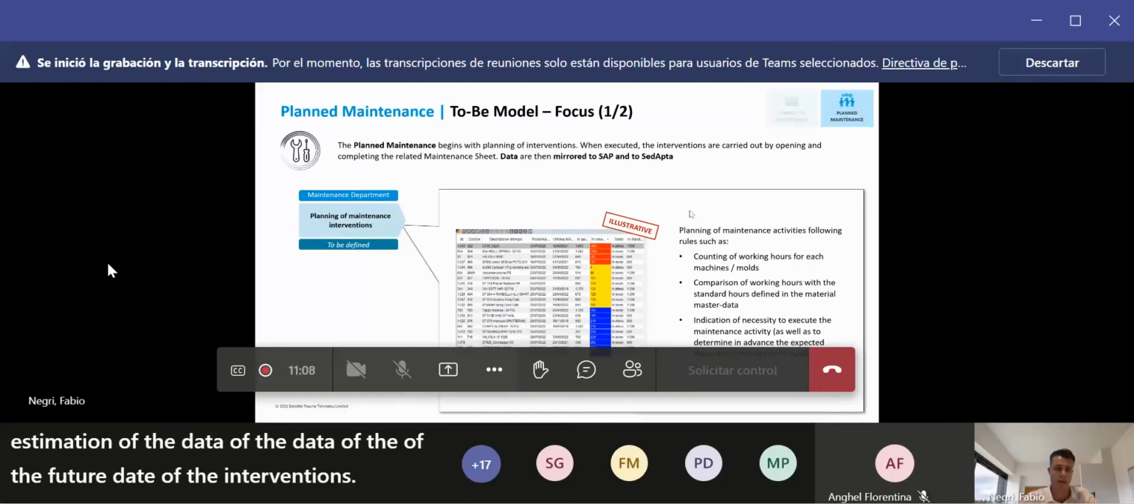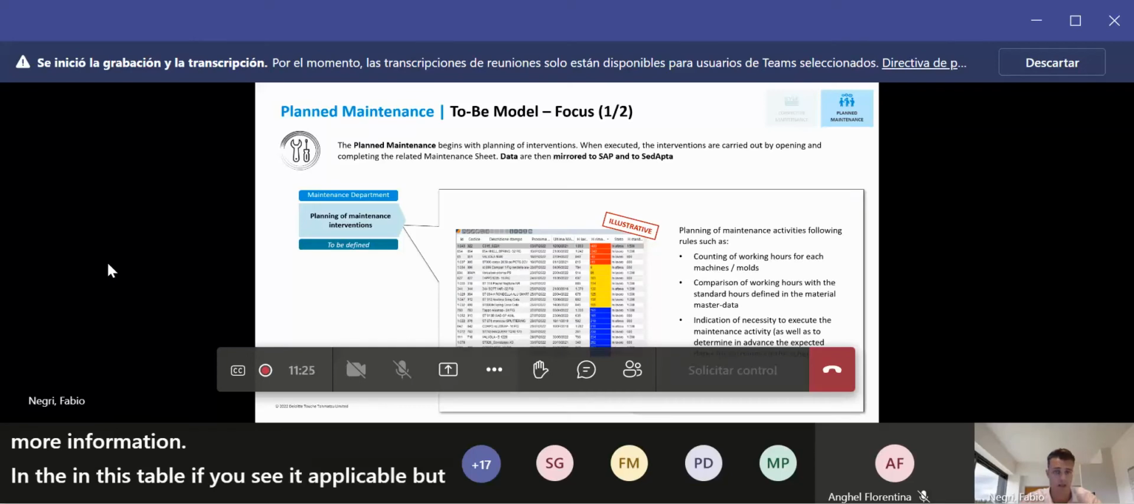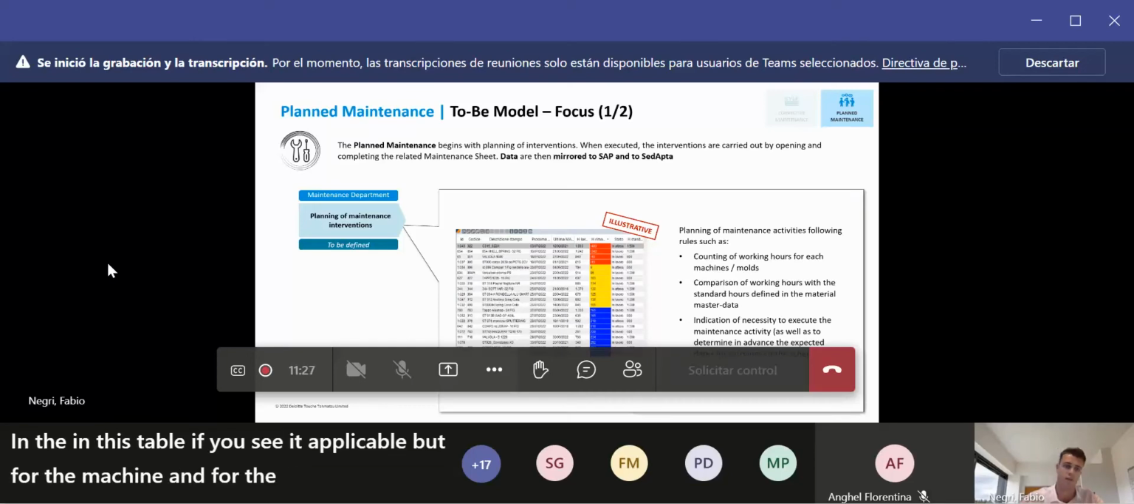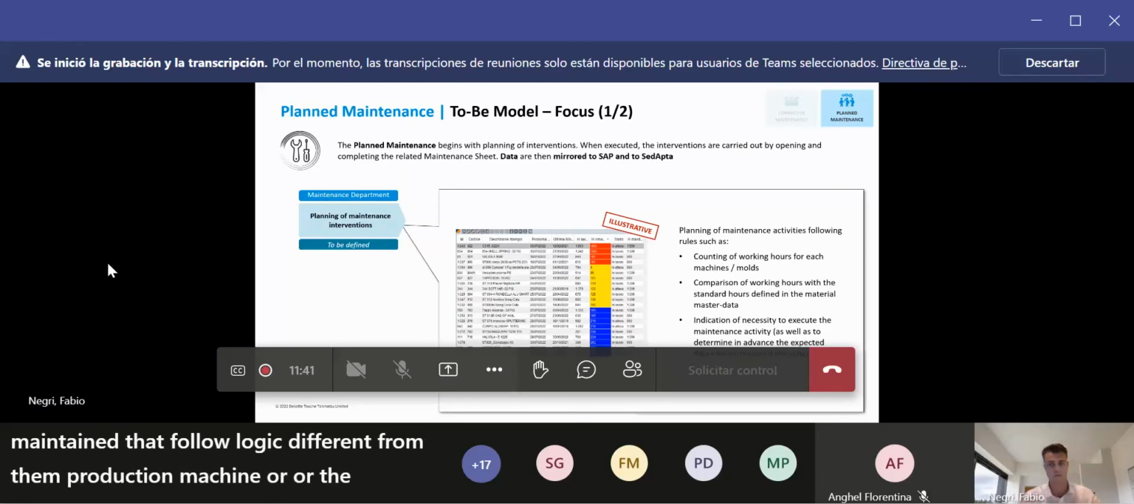And I would like to have your opinion about the applicability of a table like this. Do you see the need for more information in this table? Do you see it as applicable both for the machines and for the molds? Or do you have in your facilities, in your plants, other kinds of equipment to be maintained that follow a logic different from the production machines or the molds?